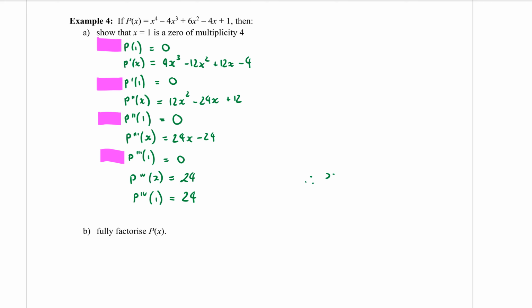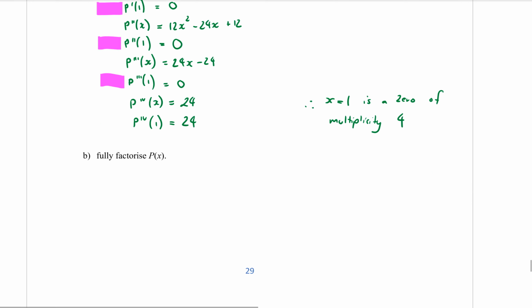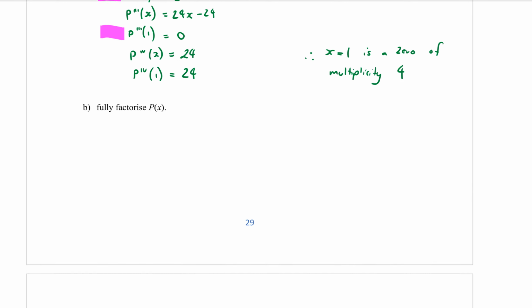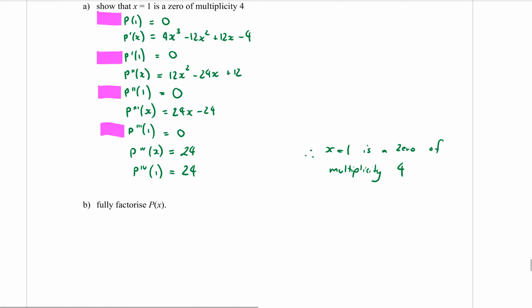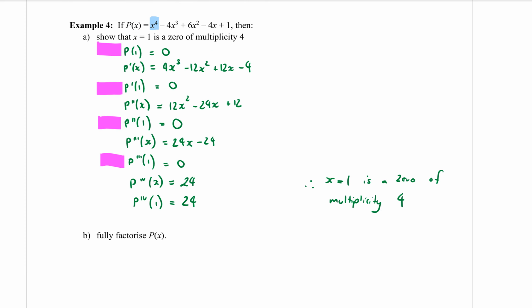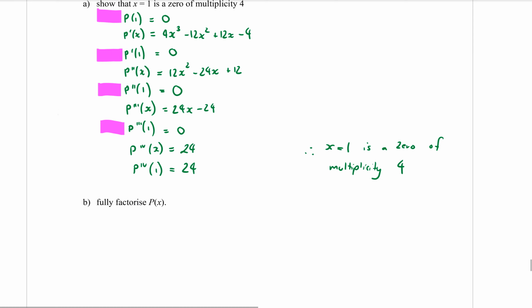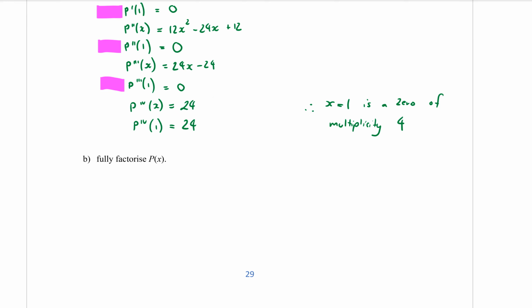Therefore, x equals 1 is a 0 of multiplicity 4. So to fully factorize that polynomial, it was a degree 4 polynomial. So you can see up here, degree 4 polynomial, and all 4, because it had a multiplicity of 4, all 4 of those zeros are at x equals 1. So the polynomial must be p of x equals x minus 1 to the power of 4.